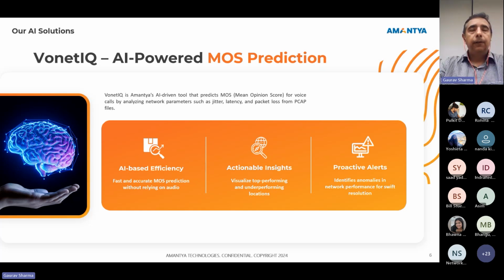And the way we've tried to verify this whole solution is using our AI model. We've tried to predict MOS values. We've also used standard libraries to predict MOS values, and then we've tried to compare the results. So we've got very good results with our solution as well. And as we gain more data, the solution is going to improve.